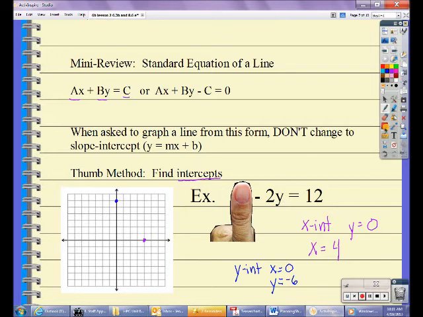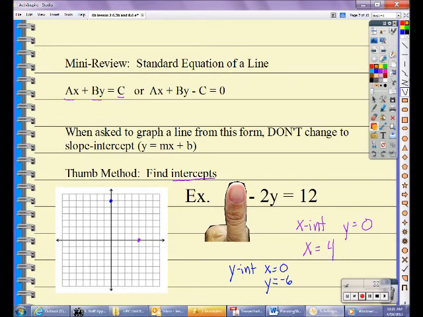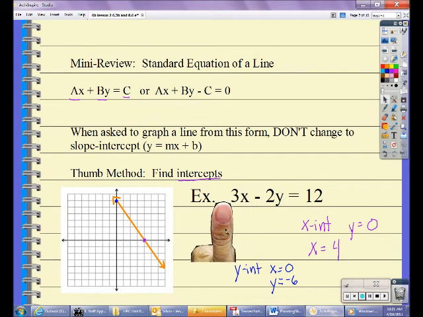2 points define a line, so once you have those 2 points, you can draw the line. And you can even add arrows. That is going to be the line of 3x minus 2y equals 12.